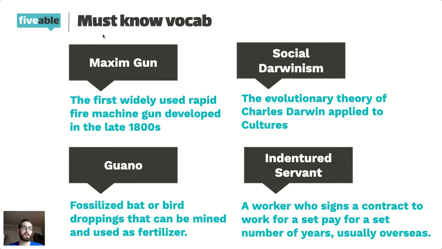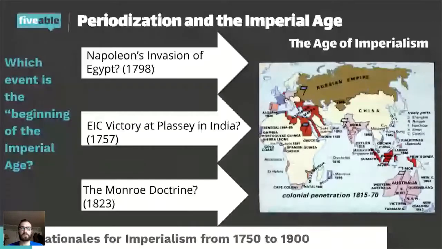Awesome. So one of the big questions about the Imperial Age, before we even get to the causes of it, is when does it begin? And this is kind of a big question because your unit begins in 1750, right? That's officially when unit six is dated, 1750 to 1900.